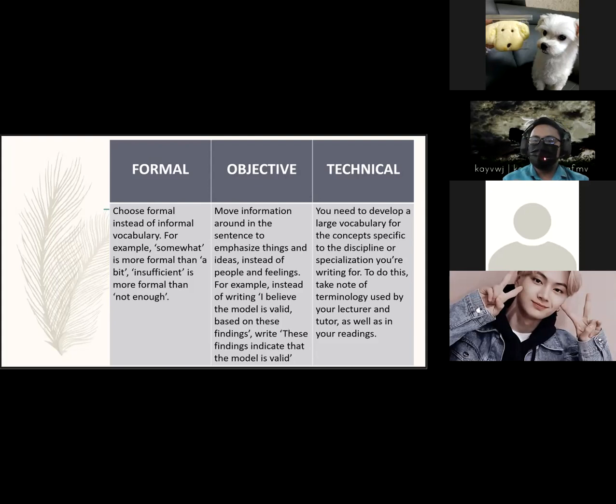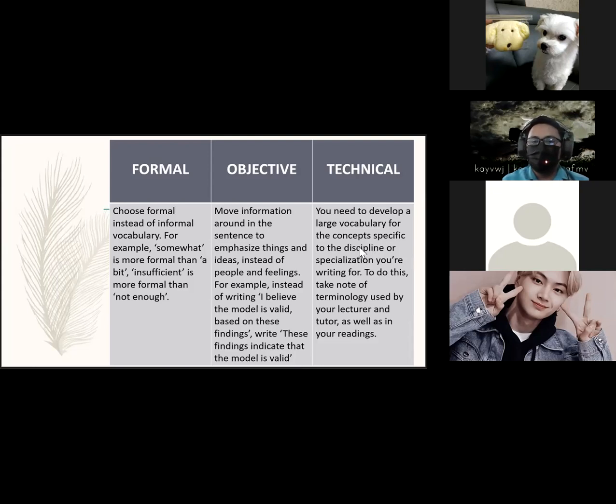Okay, so hindi natin sinasabi yung saloobin natin. We are basing on a fact, on the findings. Kaya pwede natin sabihin, these findings indicate that the model is valid. So refrain from using I believe, in my opinion, I think. Refrain from using those. That will make your academic text a subjective one. Na dapat objective po tayo.